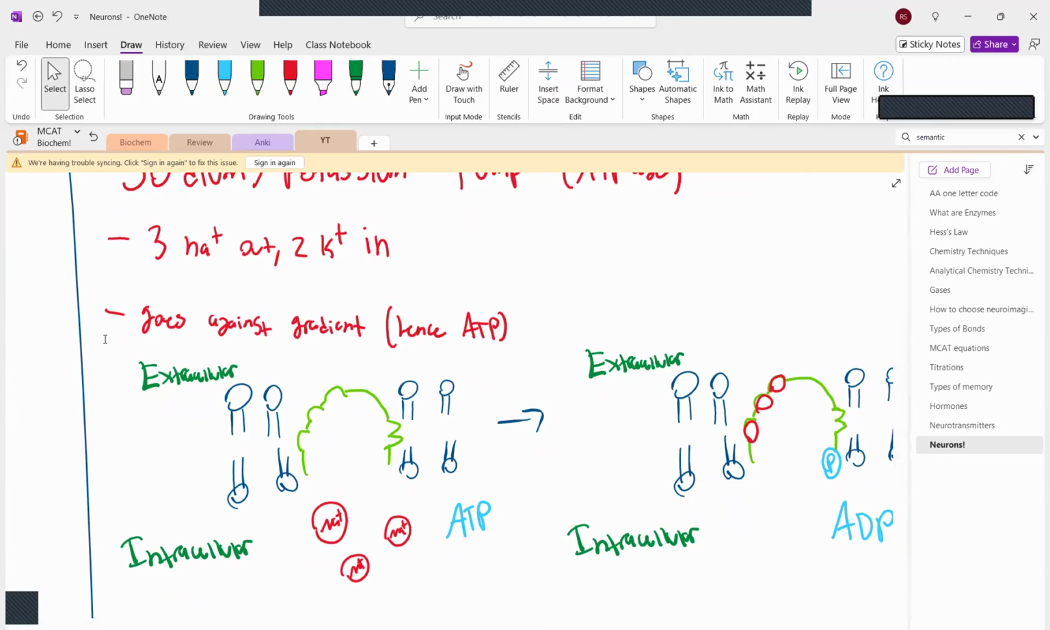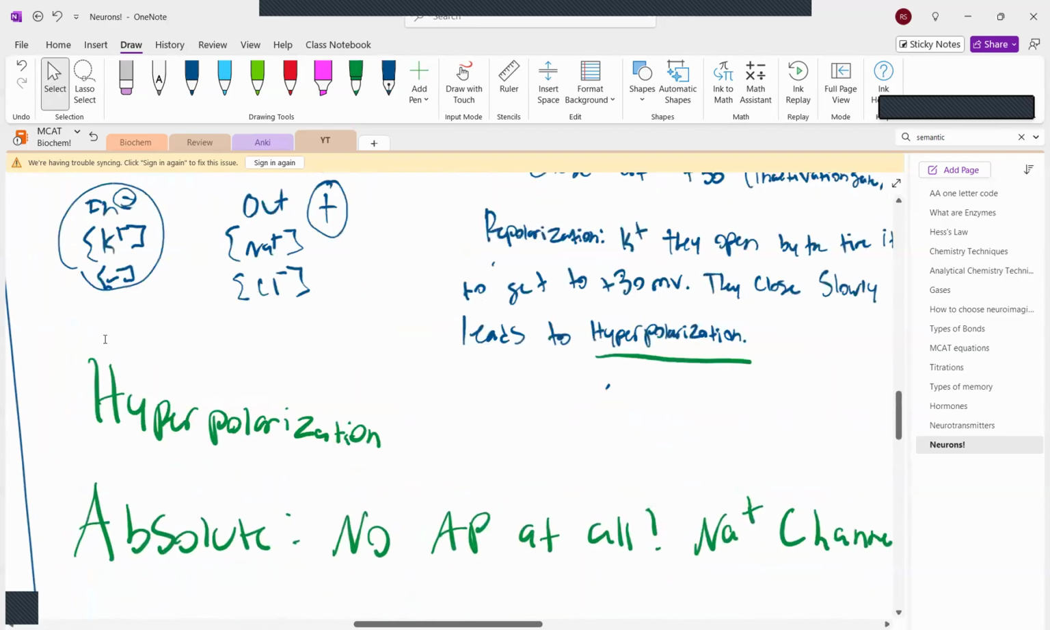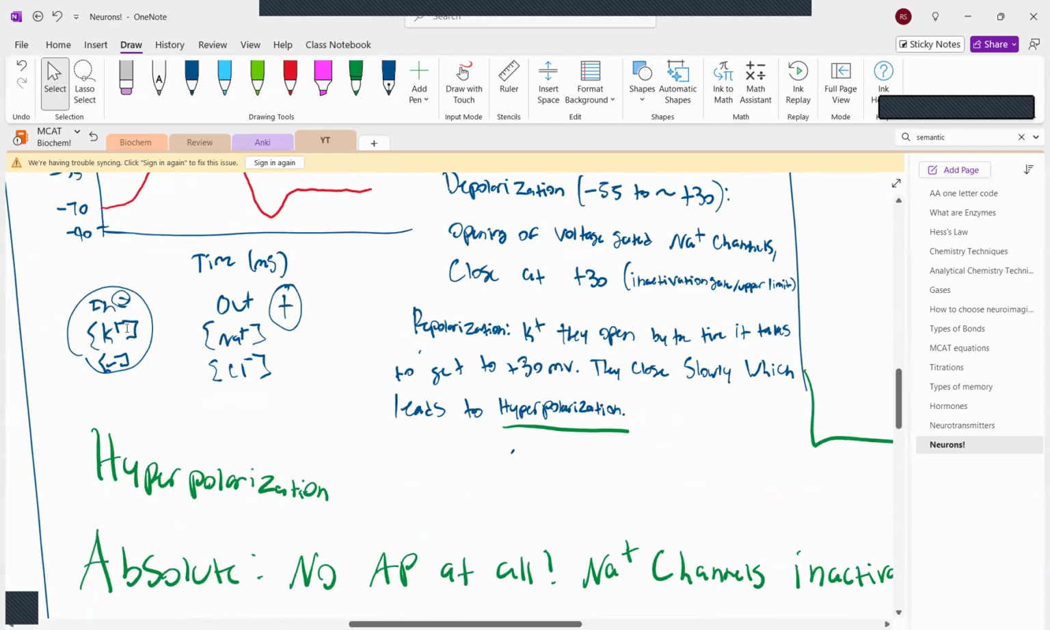If you're always confused about, hey, I can never remember, is it 3 sodium or is it 2? And does sodium go inside or does it go out? Just think about it in terms of inside and outside. Inside of the cell, it wants to be negatively charged, right? So that makes sense. You are going to want to have more positive charge leaving than coming into the cell to maintain that negative charge.